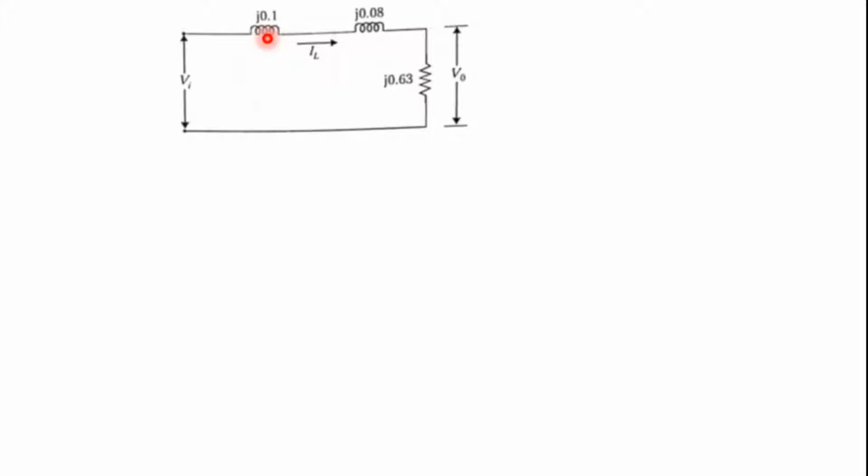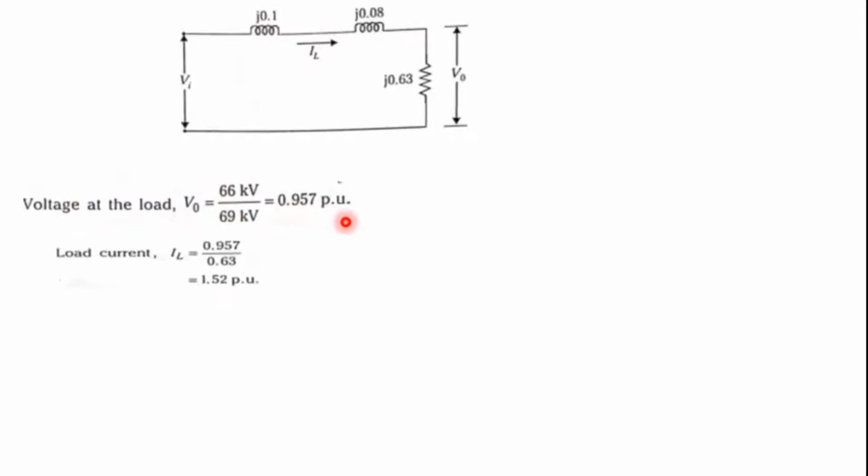Okay, so this is point one, which means we are drawing the reactance diagram for the circuit. This is point one, point zero, this is point three. So what is the voltage? Terminal voltage is working at 66, base voltage is 69, so I'll get 0.957.